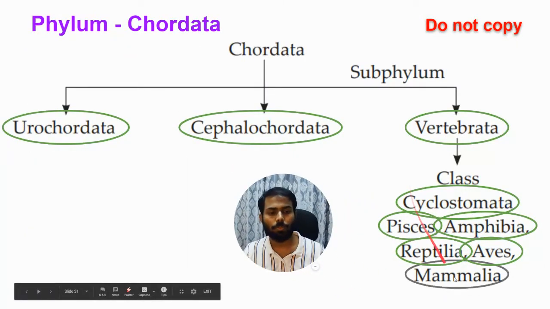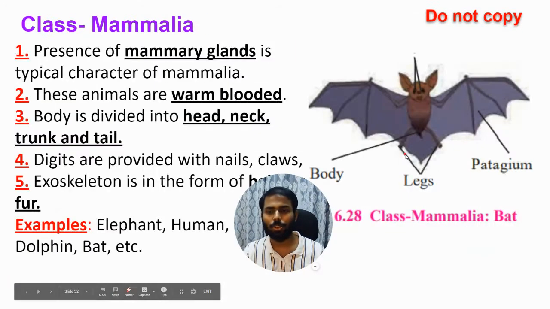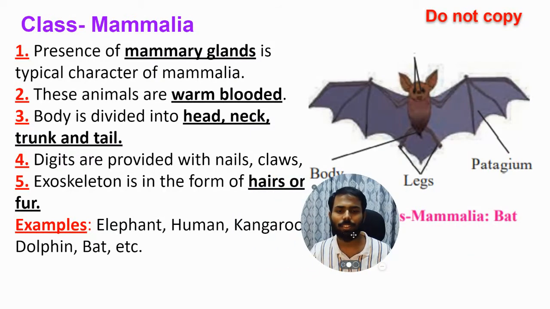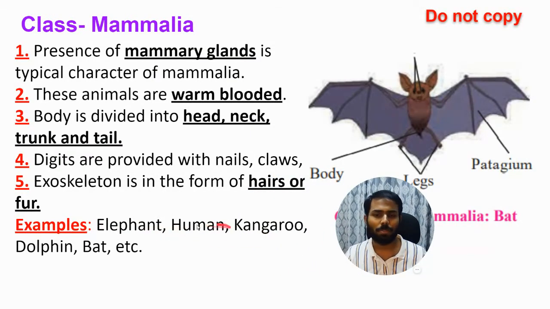We'll move on to the last one, which is Mammalia. Okay, Mammalia, and that is the class in which humans belong. Okay, you can see here, examples में humans. Okay, humans belong to Mammalia class of vertebrata subphylum of Chordata phylum. Okay, of animal kingdom.